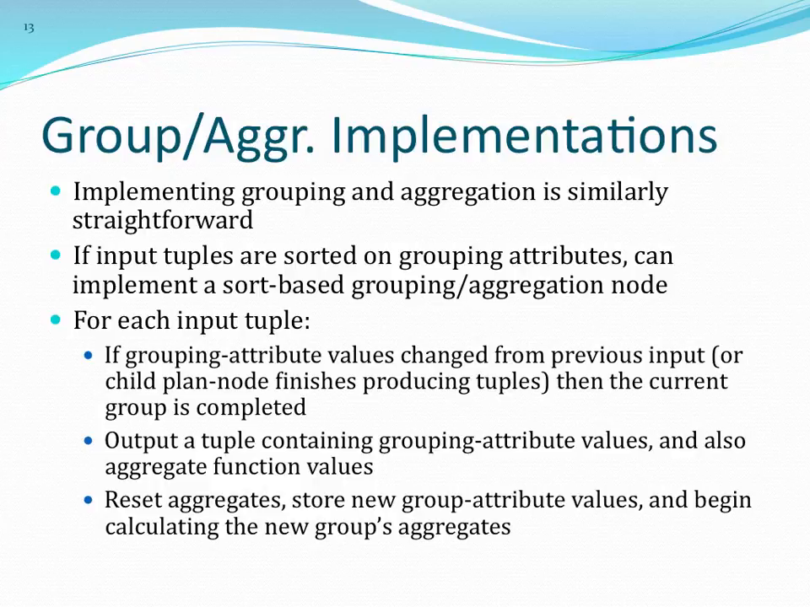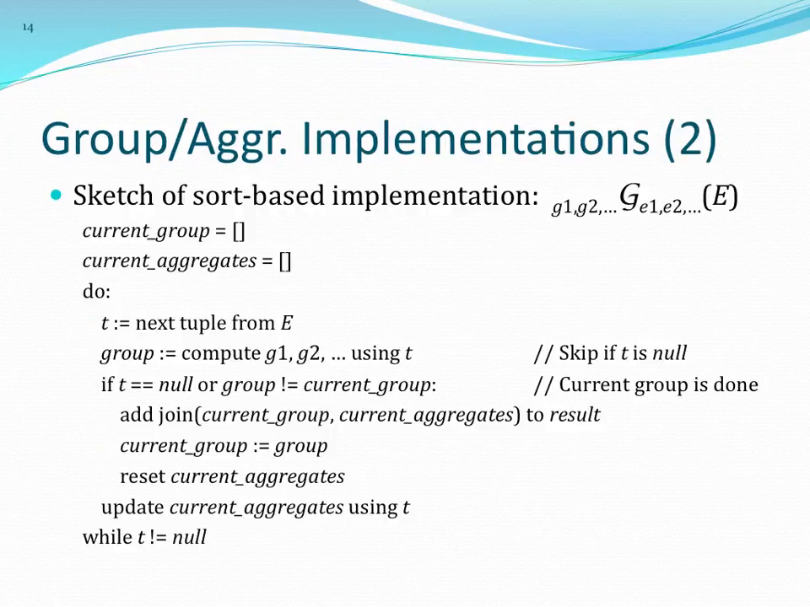So very straightforward. I have a sketch of it just to show you some pseudocode, and also to get you warmed up on this, because we're going to be looking at a lot of pseudocode for the next couple of lectures. So current group is empty, so we start out with that initially. Current aggregates is also empty. And we get the next tuple from the sub-expression E. That's why we call it E, because it's just a sub-expression or a subplan.